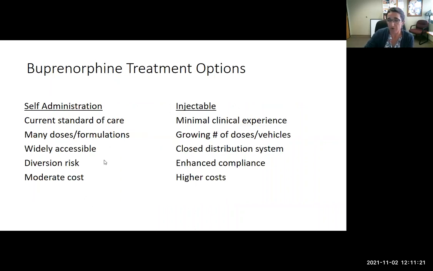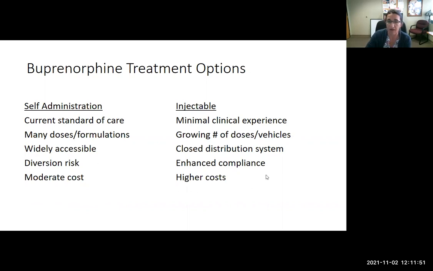So as far as buprenorphine treatment options, the current standard of care is self-administration. Again, there are many doses and formulations. It's really accessible, hopefully more and more so. There is more diversion risk with patients taking it home, especially if there are longer prescriptions, and there's moderate cost at times, but most of the time this is covered now by insurance.